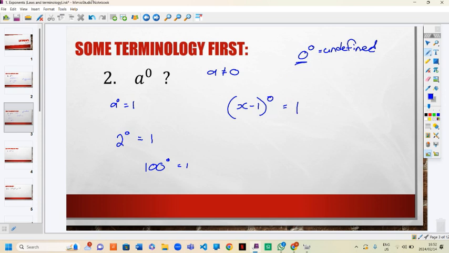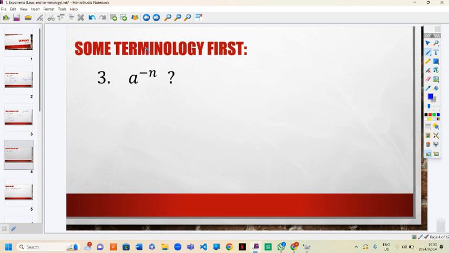That's simple enough. Let's go to number 3, a to the power of negative n. Last year you dealt with a few negatives in your exponents, but now what does that mean? That just means that we've got 1 over a to the positive n. All I did was I just took the a underneath the fraction. And that's it.